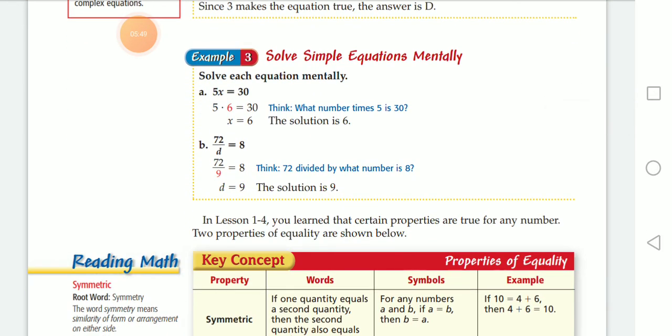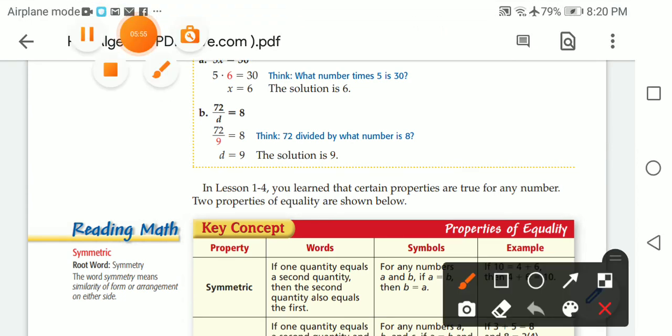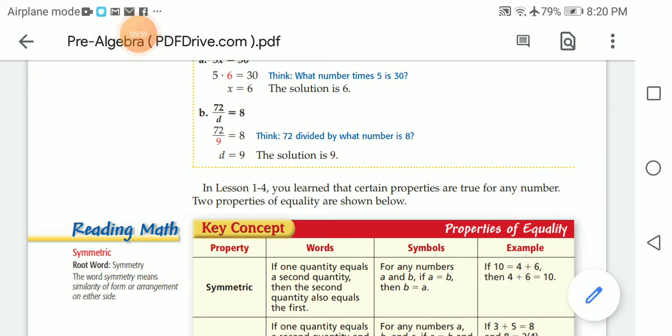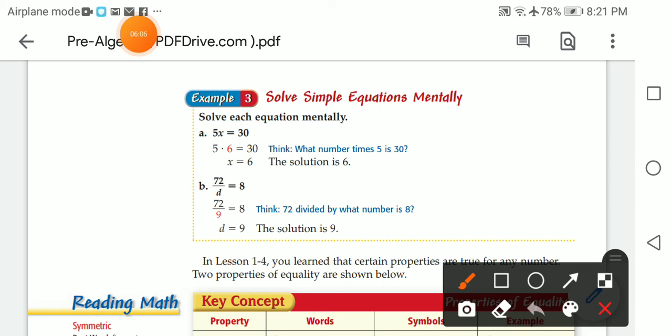Example 3, solve simple equations mentally. Use your mind here. In the American system, we use mental math more than calculations by yourself. So, solve each equation mentally. I have here 5x. 5x means 5 times x, 5 dot x, 5 times x.